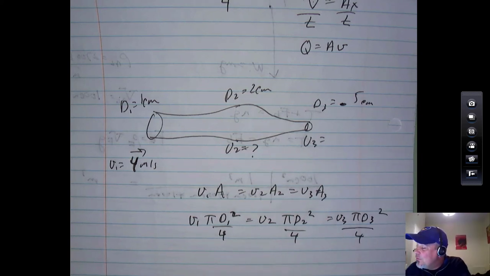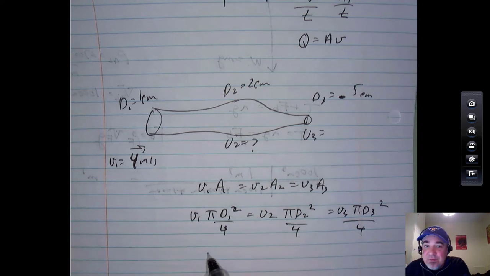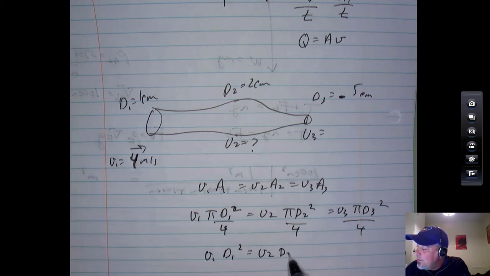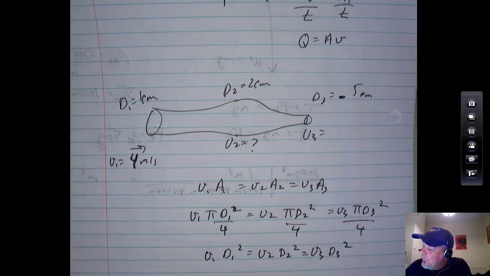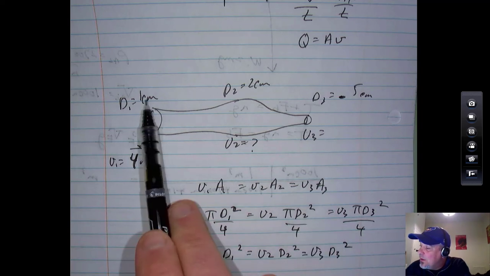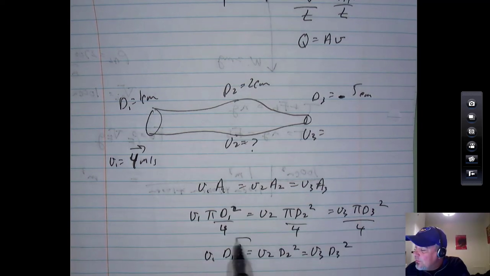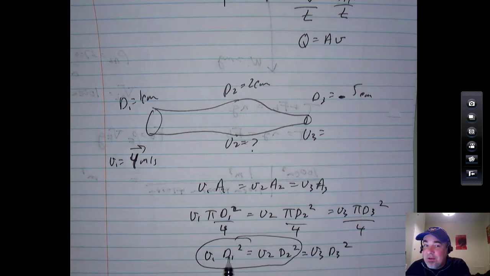The pi's and the 4's all cancel out. So I've got this situation where I've got V1 diameter 1 squared. That's got to be equal to V2 diameter 2 squared. That's equal to V3 diameter 3 squared. Okay, so you know all the different diameters, 1, 2, and 3. So if you wanted to get V2, you could use this part of the equation. You know V1, you know D1, D2. The only thing that you wouldn't know is V2, so you can do that to solve for V2.